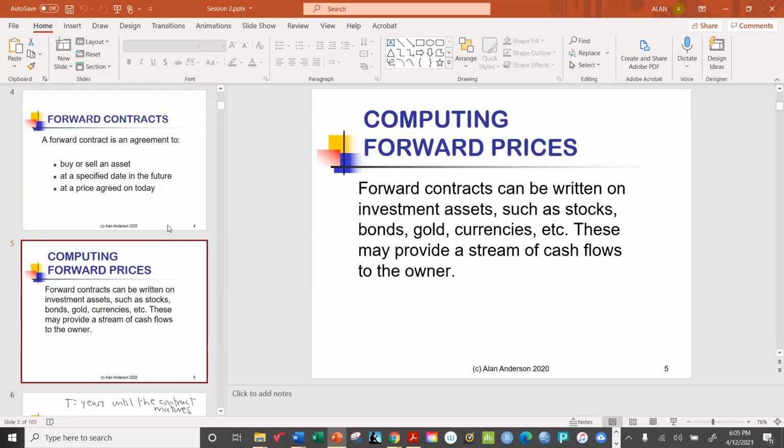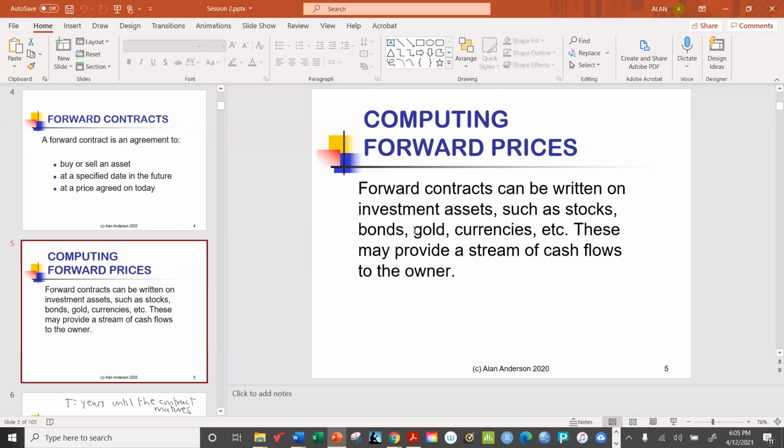What we're about to do here is look at the general approach to calculating what are called forward prices, which means the prices of assets that will be delivered in the future. We'll see that the formula depends on whether or not the asset that we're buying or selling provides a stream of cash flows to the owner. And if so, we have to take that into account in our calculations of the forward price. Some of these do, some of these do not.